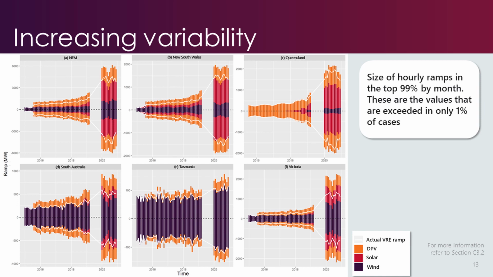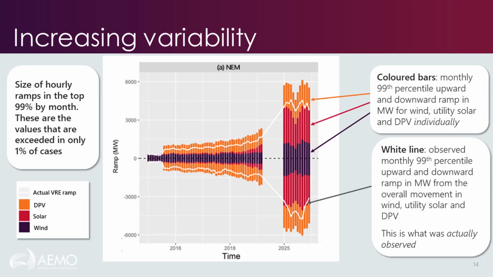Now, before we get into what we can learn from this graph, let's take a quick look at how to read it. So we've just focused in here on the NEM panel for simplicity, and there are 2 key components of this panel that we need to focus on. The first are the coloured bars, so the purple, the red, and the orange. These show the monthly 99th percentile ramp that's observed in each region for wind, utility solar, and distributed PV individually.